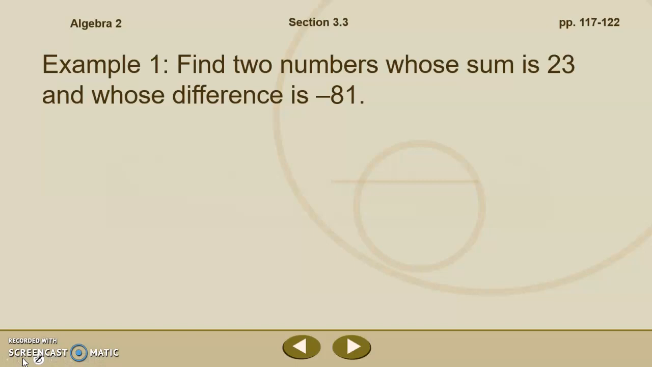Most of the problems that we're going to see today are mixture, motion, or digit problems. That's not the only place that you'll see systems of equations, but just for the sake of what we're doing, we're going to keep it to those three fields of study. So let's first take a look at a digit problem.